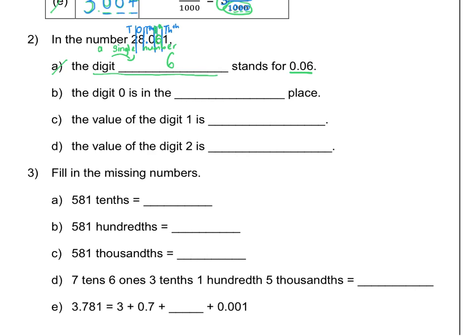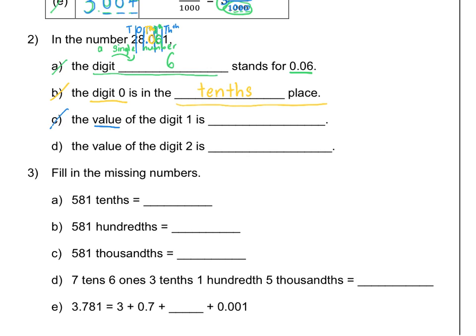Let's go on to part B. The digit 0 is in the what place? Go to the digit 0. Which place value is it at? It is at the tenths place. So let's spell it out. Tenths place.